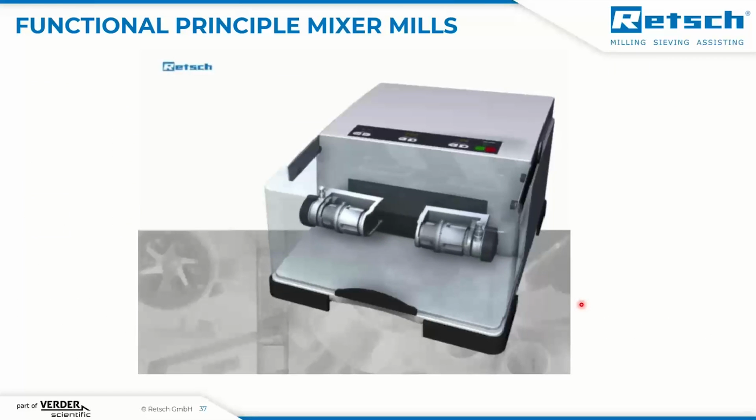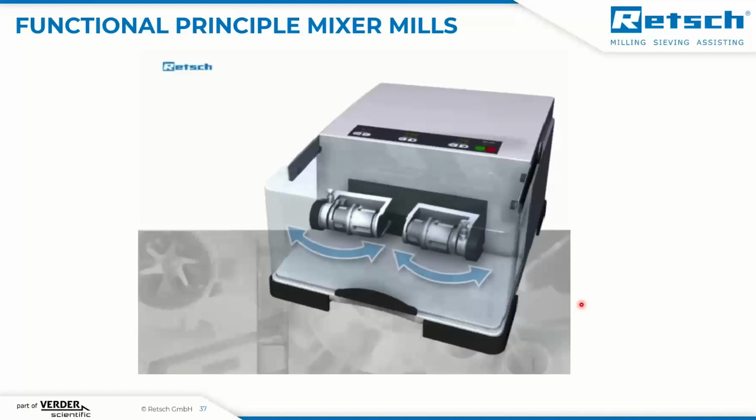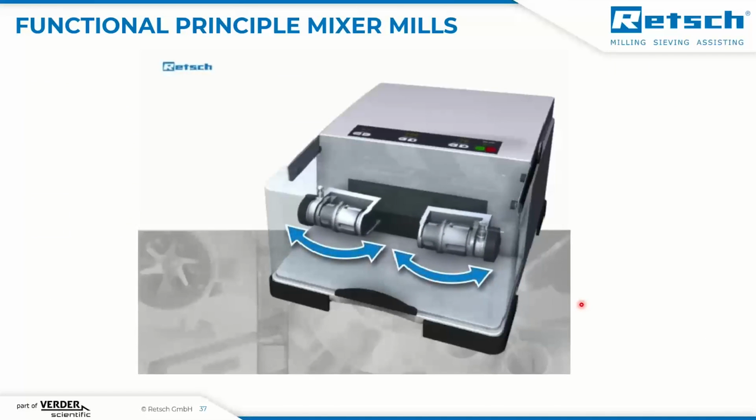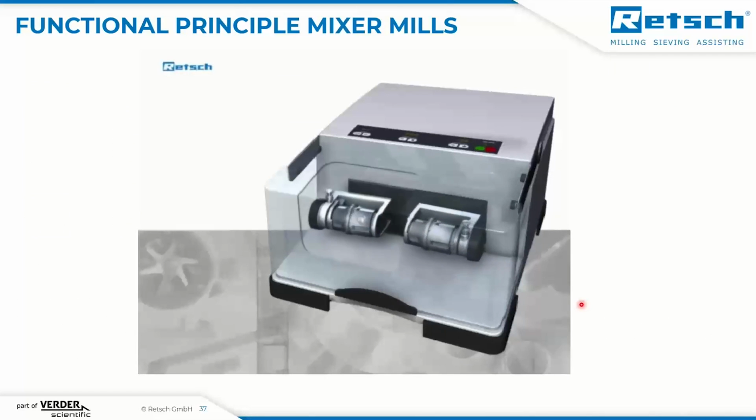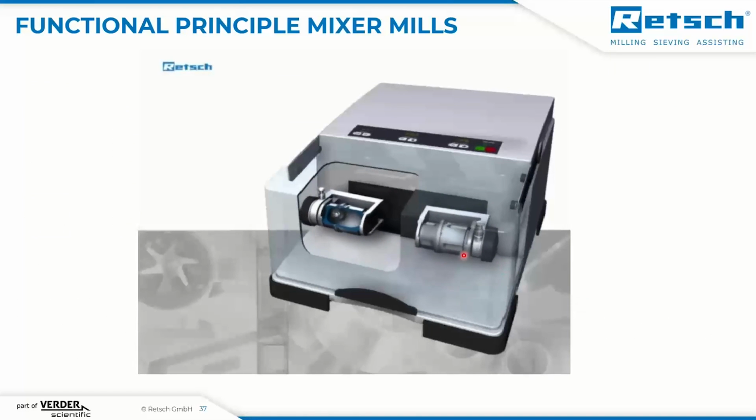So the working principle of this kind of mill is just horizontal movement, shaking of the grinding jars, which usually contain one large grinding ball. When you have a sample in this, the sample is just crushed by impact when you move these grinding jars very quickly with up to 30 or 35 hertz.